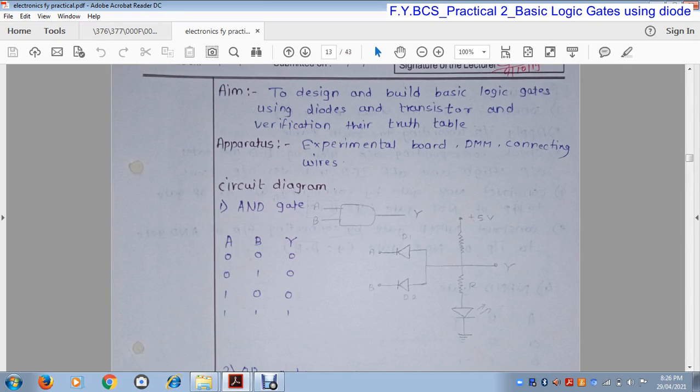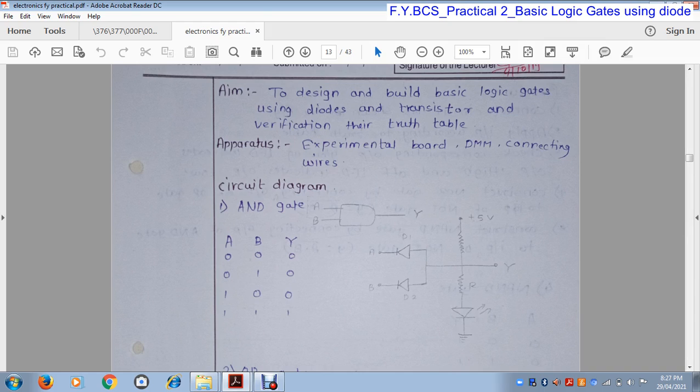Hello students. In this lecture, we will see our second practical, which is logic gate using diode and transistor. In the first practical, we saw the basic logic gates, but using IC. So in this practical, we will see these logic gates using diode and transistor. The aim of this experiment is to design and build basic logic gates using diode and transistor.